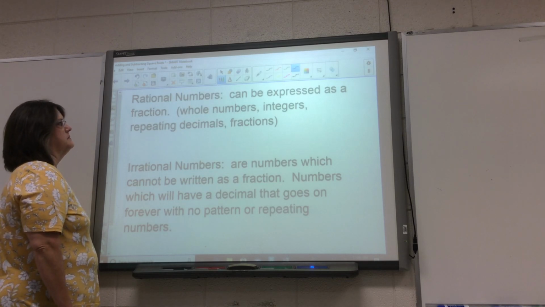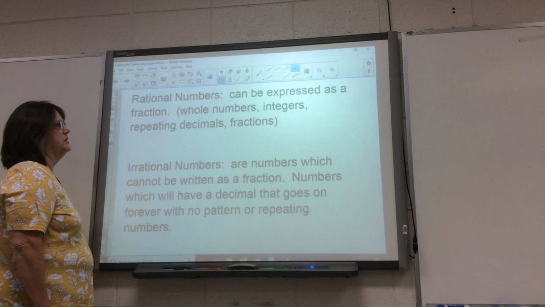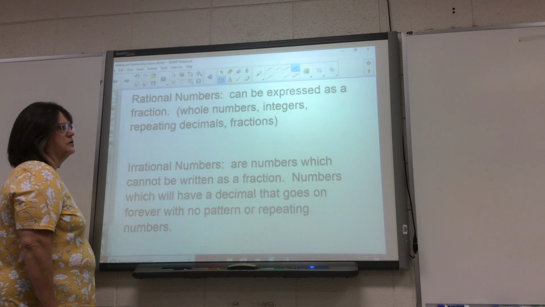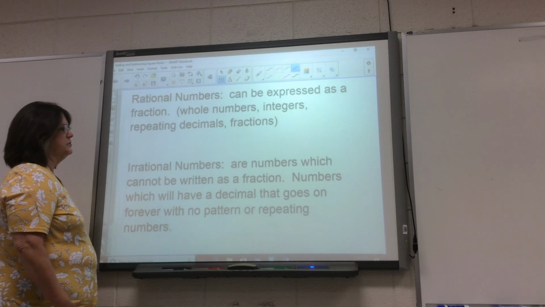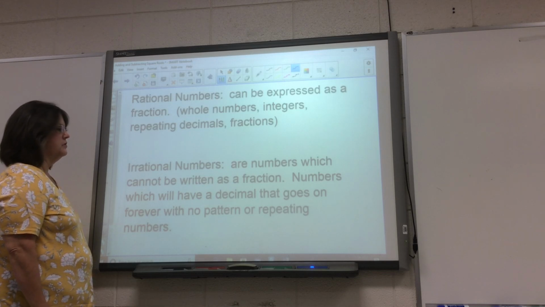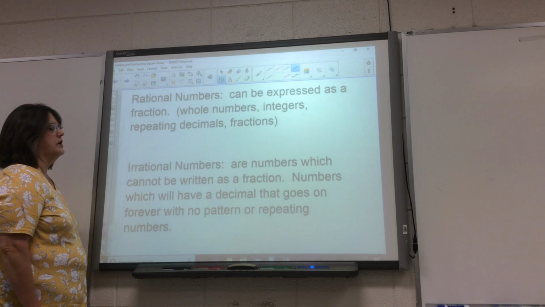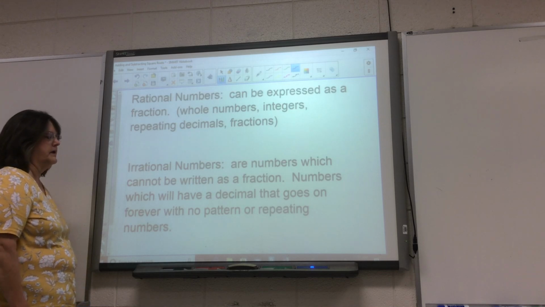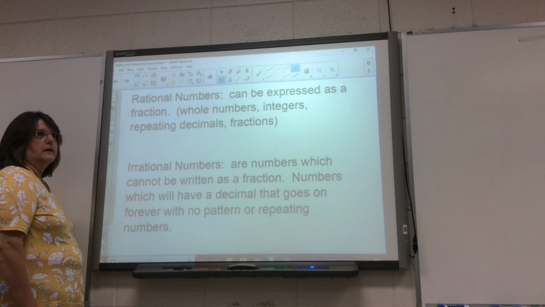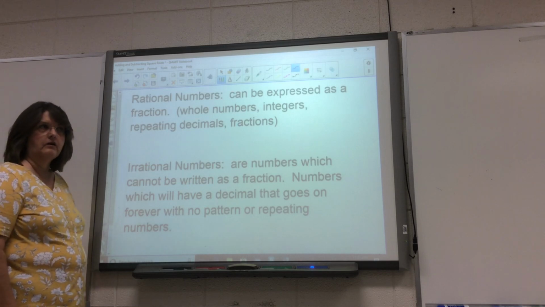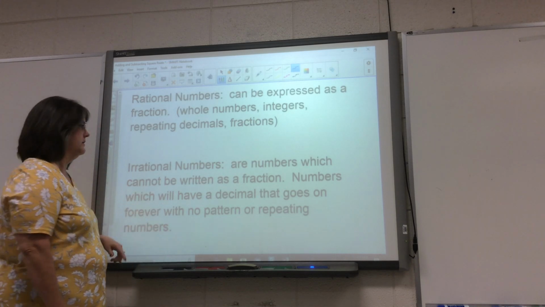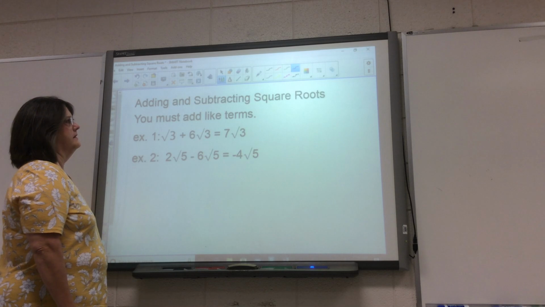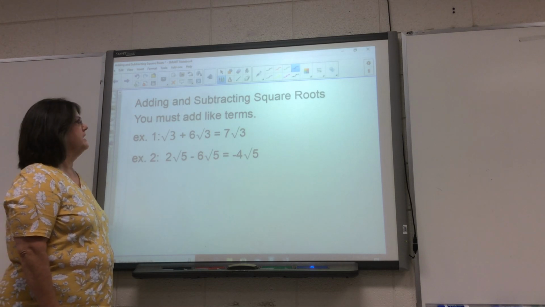Rational numbers can be expressed as a fraction, whole numbers, integers, repeating decimals, fractions. Those are rational numbers. Irrational numbers are numbers which cannot be written as a fraction. Numbers which will have a decimal that goes on and on forever with no pattern or repeating. Numbers like pi go on and on forever. The square root of 2, if you were to put that in your calculator and hit the decimal button, would go on and on forever and never repeat. So that is the difference between rational and irrational.